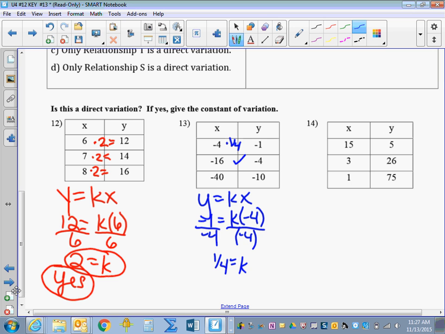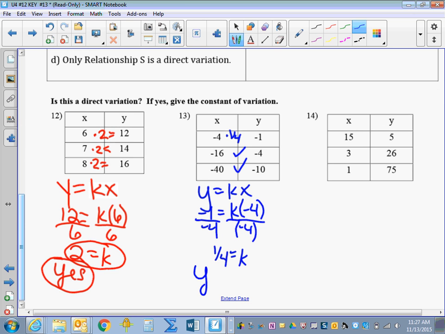-40 times 1/4 is indeed -10. -40 divided by 4 is indeed -10. So now it works for each of those. So yes, it is a direct variation. And I found my k value to be 1/4. Alright, that's my constant of variation. My k value is my constant of variation. Again, direct variation means y equals k times x.